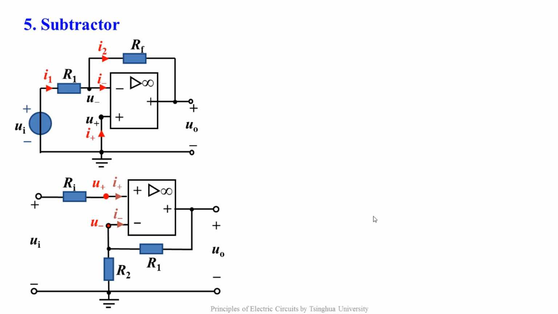Next is the subtraction. The subtractor is based on the inverting amplifier and the non-inverting amplifier studied previously. This is the inverting amplifier. UO equals minus RF over R1 times UI. And this is a non-inverting amplifier. UO equals 1 plus R1 over R2 times UI.